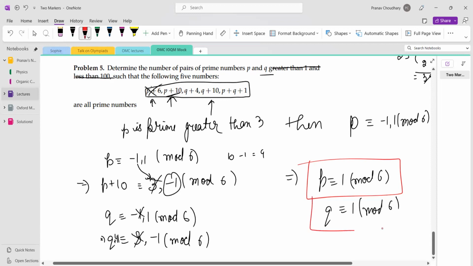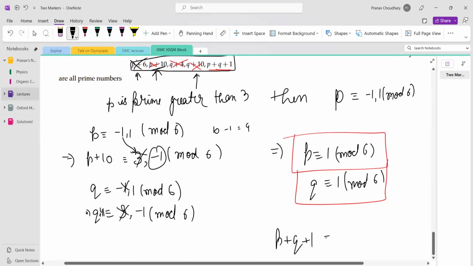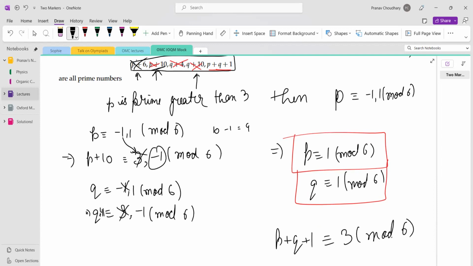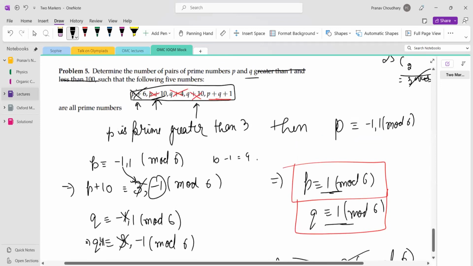So we got that both P and Q are 1 modulo 6, right? And you can just check that this condition is also now useless. It will just give you the same, that Q should be 1 mod 6. We're left with this condition, P plus Q plus 1. Since both are 1 mod 6, this should be 3 mod 6. Again, not possible, because we have assumed that P and Q are primes greater than 3 for now, and we got that P is 1 mod 6 and Q is 1 mod 6 as well. So not true. Okay. So now we got that P and Q cannot be primes greater than 3.